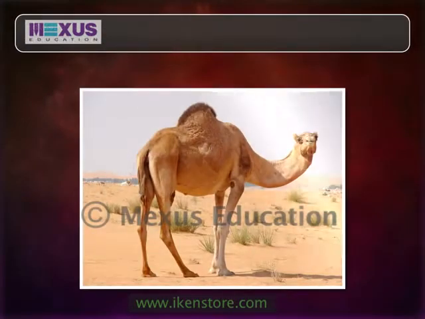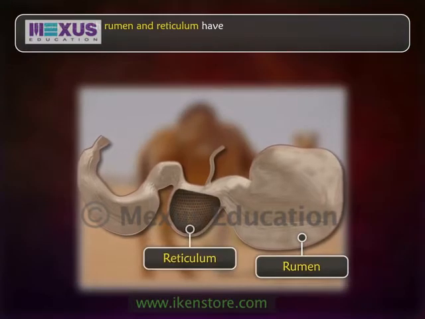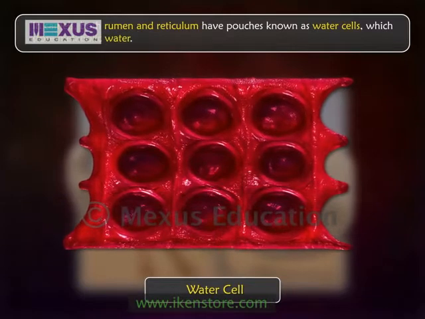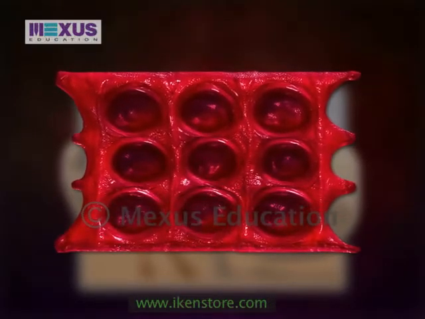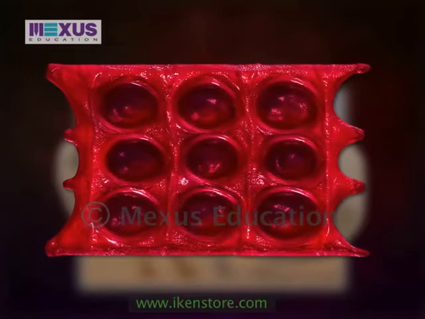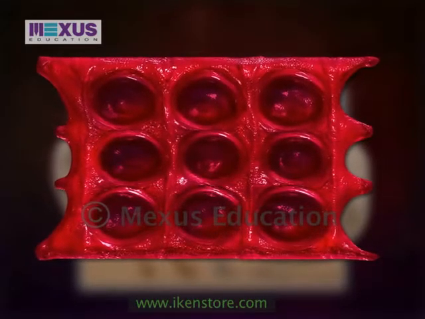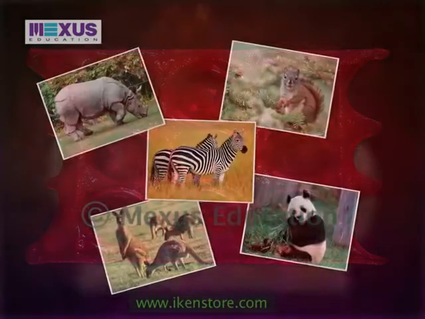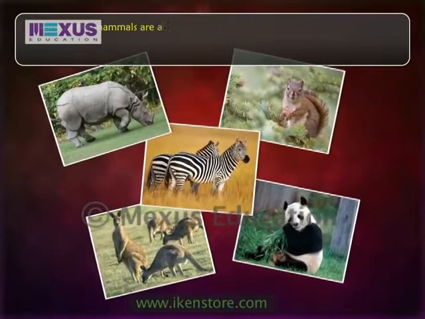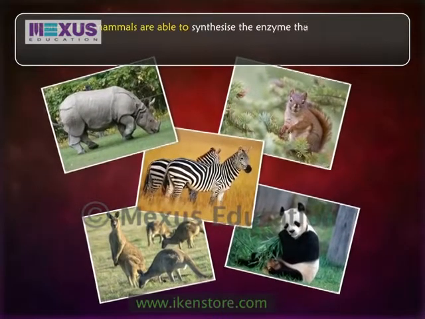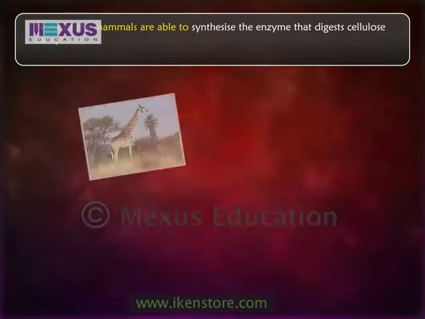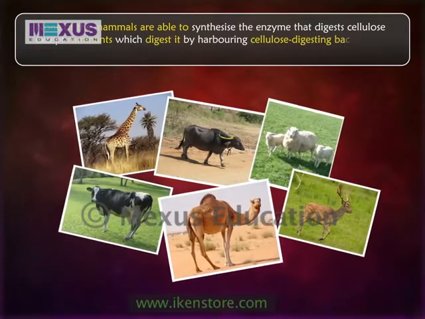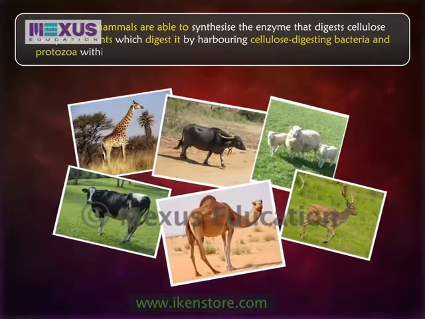In camels, both rumen and reticulum have pouches known as water cells which store metabolic water. This usual arrangement of the digestive tract in ruminants is an adaptation to digest the cellulose of the plant cells. None of the mammals are able to synthesize the enzyme that digests cellulose except ruminants, which digest it by harboring cellulose-digesting bacteria and protozoa within their stomach.